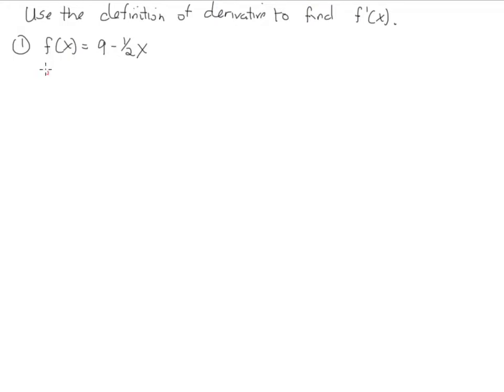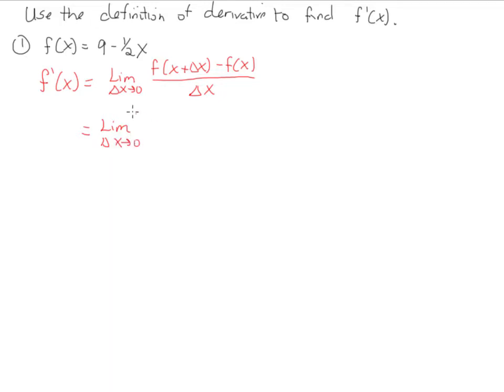Let's try a few. Use the definition of derivative to find the derivative of f with respect to x. So f prime of x is equal to the limit as delta x goes to 0 of, in my limit formula, f of x plus delta x minus f of x divided by delta x. Substituting x plus delta x in place of every x, now I get 9 minus 1/2 times the quantity x plus delta x, minus, in parentheses, 9 minus 1/2 x, divided by delta x. Notice that this time I'm not substituting in a number in place of x.